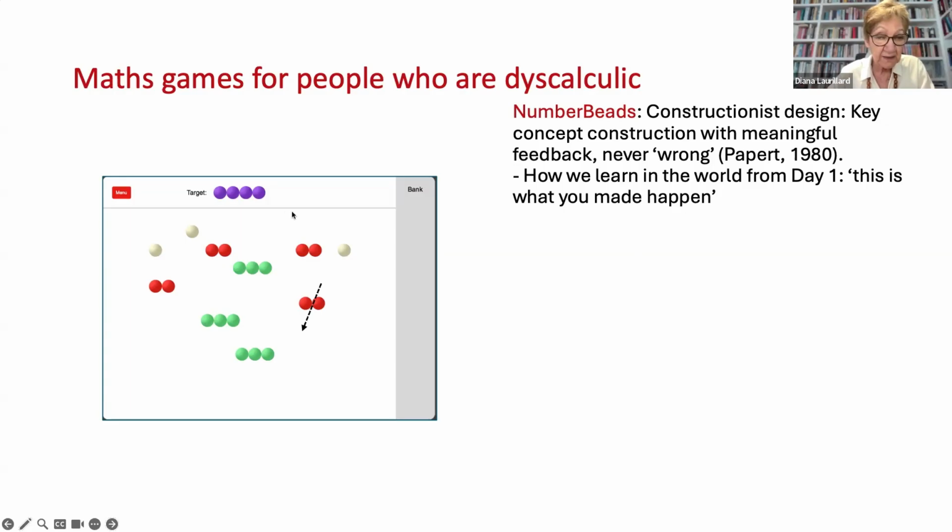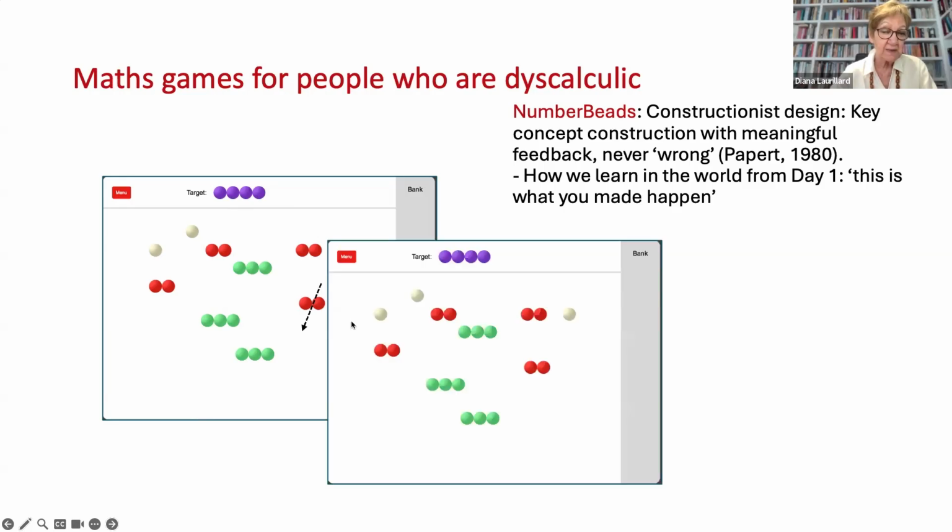So here the target is to make a set of 4, and you've got all these different sets of numbers here. And what you can do is split them or pull them together. So here I'm splitting this one, and I've made that into 2 separate ones. Now, it doesn't say, well, you haven't made a 4, that's not correct. It just tells you what you've made. That's all it does, and that's fine.